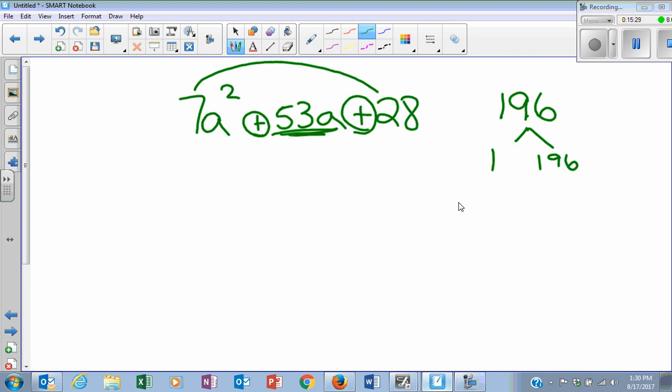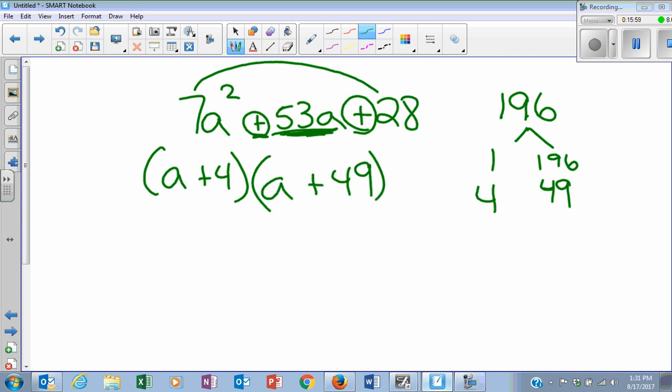Hand up. It might be 4 times 49. And what's 4 plus 49? 53. That's the numbers that I needed. You with me? Yep. So then I just put an A, and I put plus 4 because they're both positive, same signs. I put an A, and I put a plus 49.